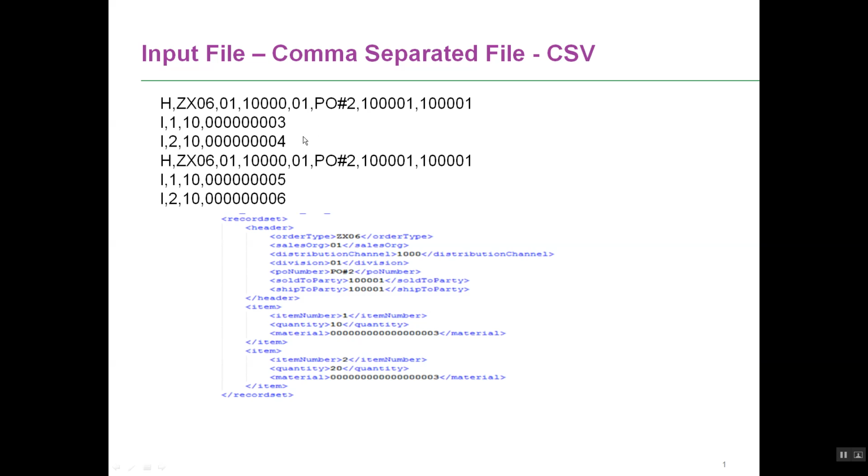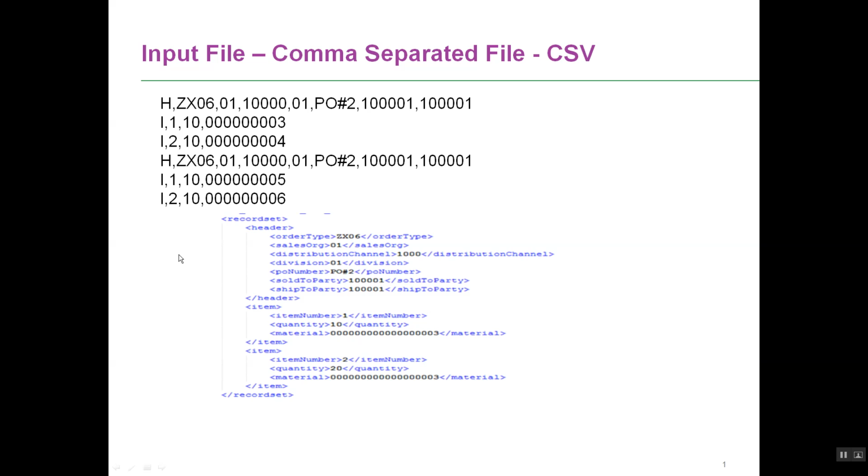And each record ends with a new line. So every time the record ends, you have a new line to indicate that the record has ended. That's why you see a carriage return or a new line that comes in. And in this comma separated file, another thing is the input file need not have just one order, it can have multiple orders. So if you see header, item, and then you have a next H, the H again indicates that this is a new sales order, or a new purchase order, or a new order. So this is the next order, and so on and so forth.